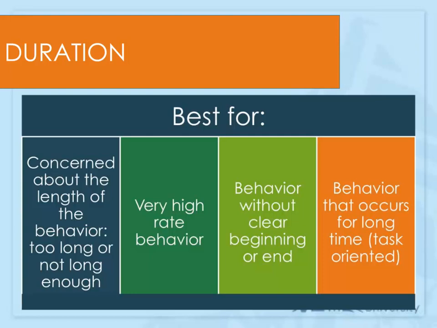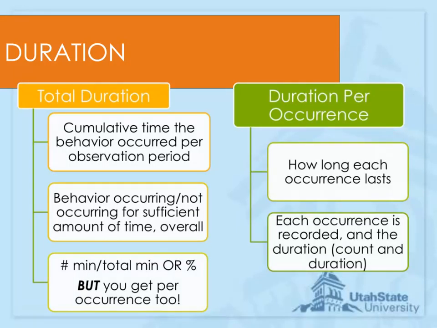That same idea holds true for behaviors that occur for a longer period of time that may not have a clear beginning or end. There are a couple of methods for measuring duration. The duration per occurrence measure takes all of the data that you've collected on duration for a specific amount of time, say a day or 2 weeks, and then you average the amount of time that the individual spends engaged in that behavior. This gives you a duration per occurrence measure.